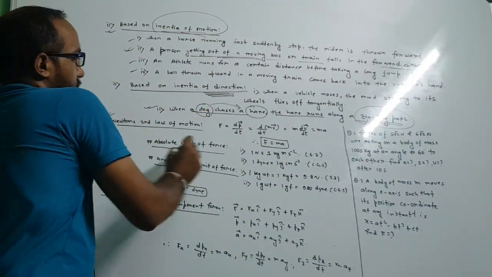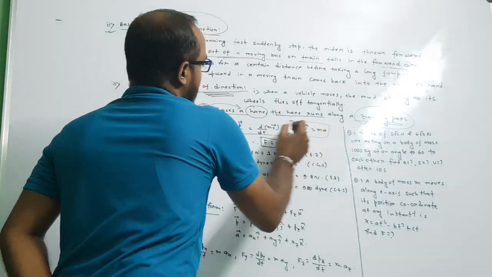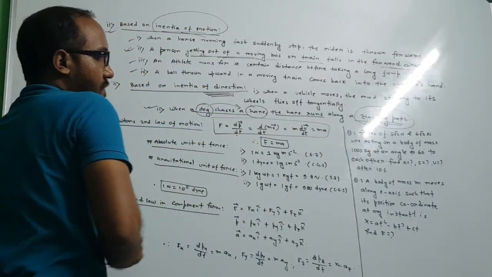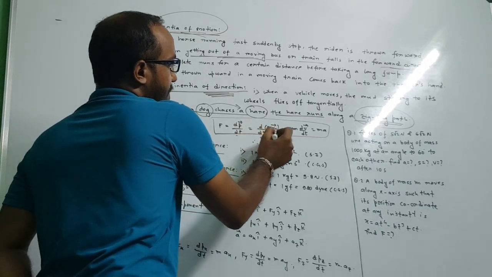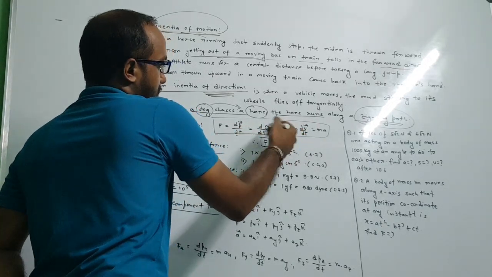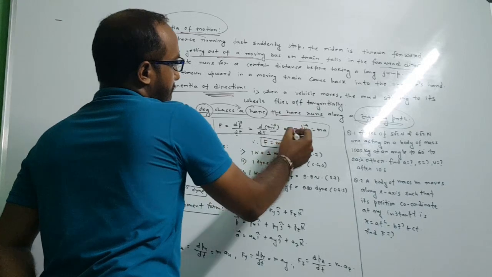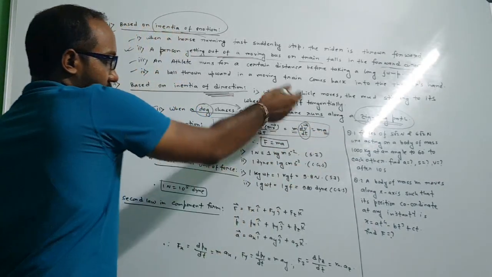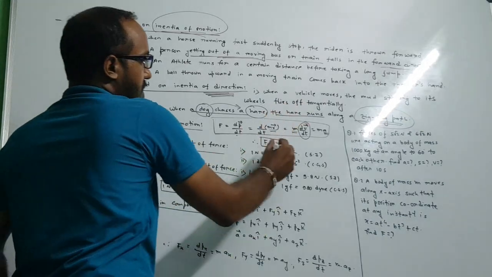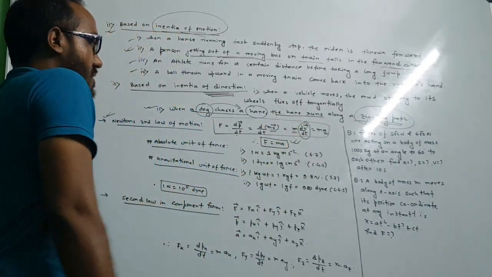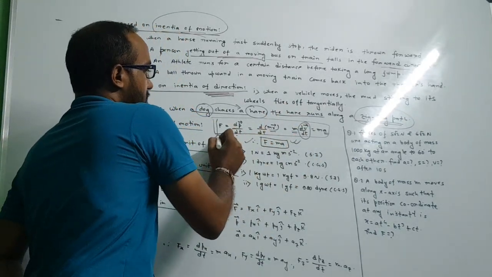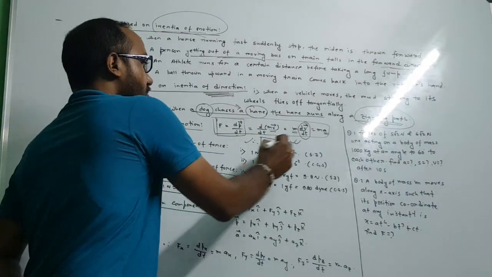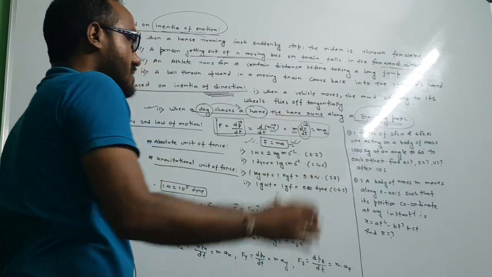Now Newton's second law of motion, we know this already: the rate of change of momentum, that is dp by dt, is actually your force. Now we know p is mv, so mass is constant, keep it out of the derivative, so m into dv by dt. We know dv by dt is acceleration, so we get mass into acceleration. This is not our definition. Our definition is that force is the rate of change of momentum. From here we got force equals mass into acceleration.